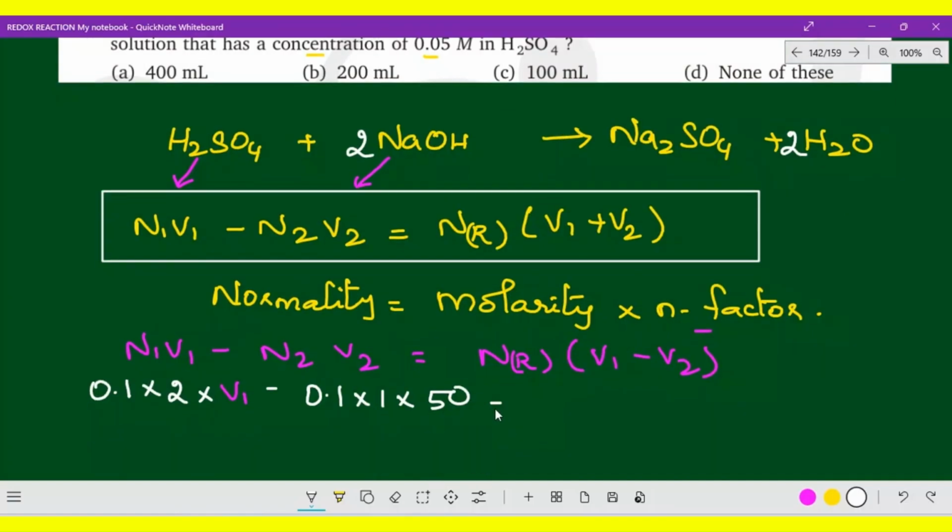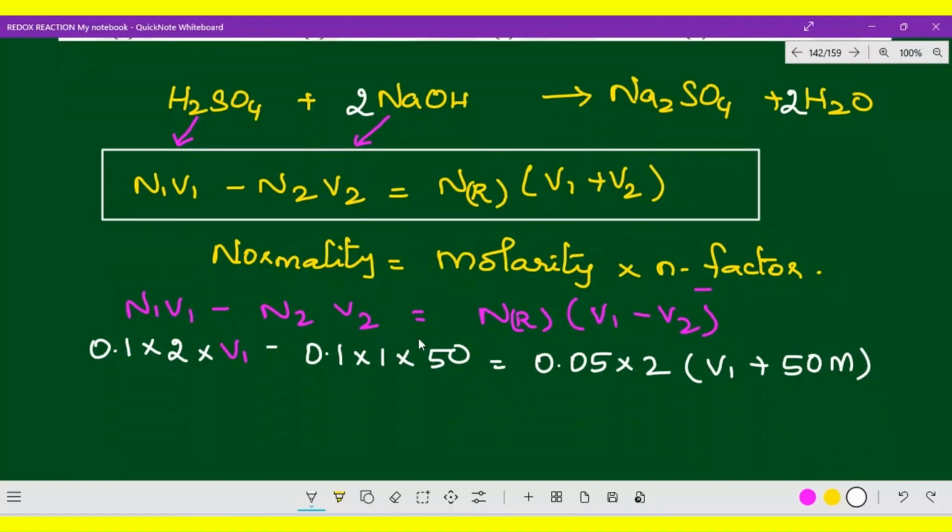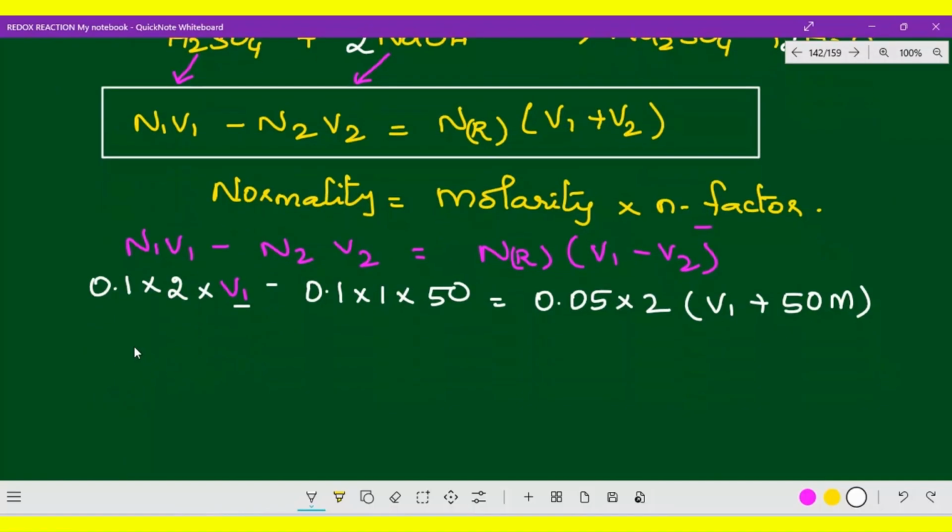Now equal to the resulting solution NR. N means molarity, so how much is it here? 0.05, into the valency factor, which is 2, into V1 plus V2. V1 we have to find out, and V2 is 50 ml. I hope you got all the data over here; that is why I purposely mentioned it in this color. We have to identify that. So now can we calculate this? 0.1 into 2 into V1 minus 0.1 into 1 into 50. Again, I'm writing the same.